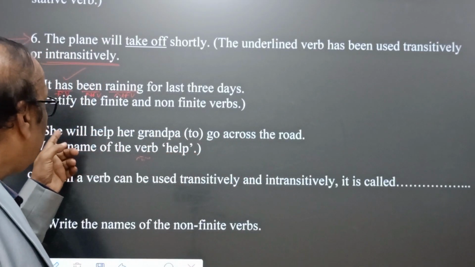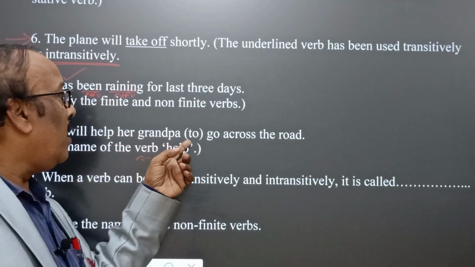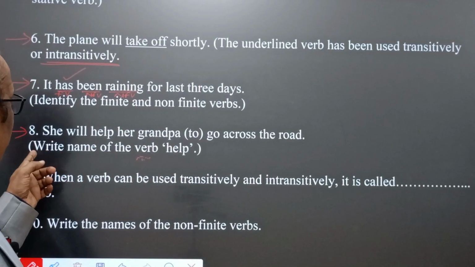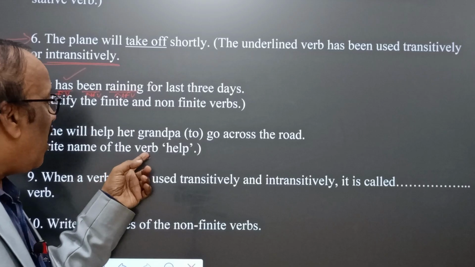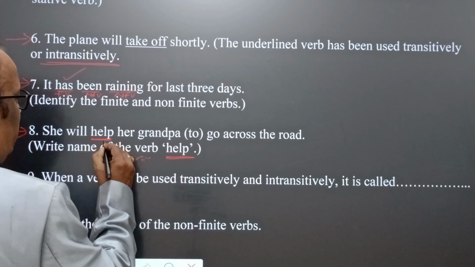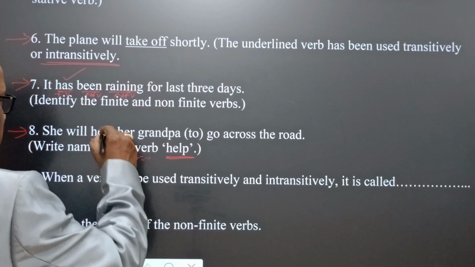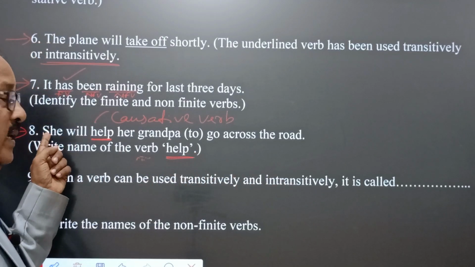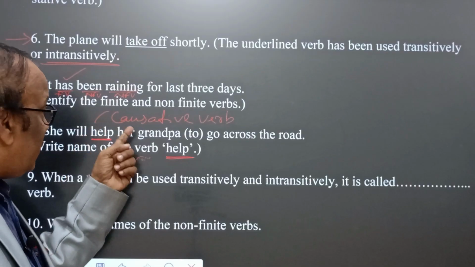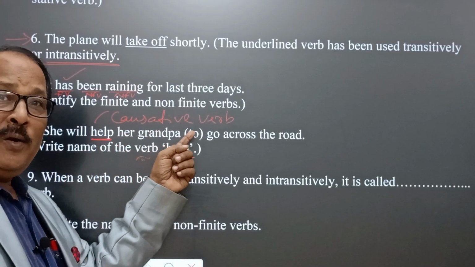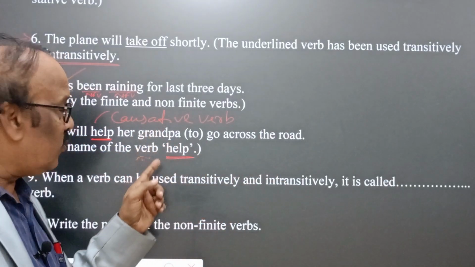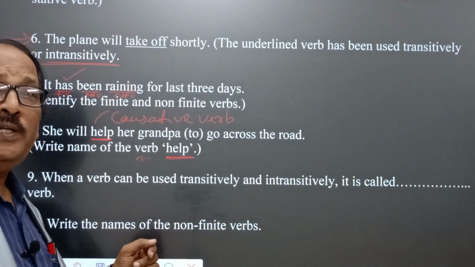We can say she will help her grandpa to go across the road. The instruction is: write the name of the verb help. Help is a causative verb. Yes, because the causative verb means here she enables or causes her grandpa to go across the road. This is the meaning, and that's why help is a causative verb.